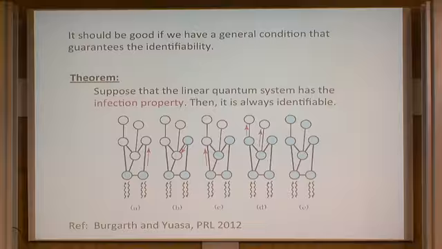Essentially, the system having the infection property is essentially the same as a chain structure. It's a chain system, so it is not surprising that this kind of system is identifiable. So is this some sort of graph connectivity property? Yeah, true.